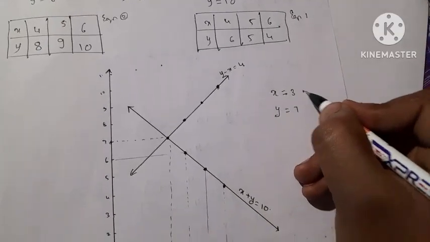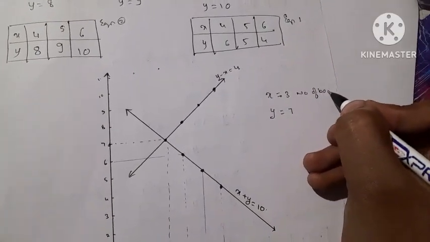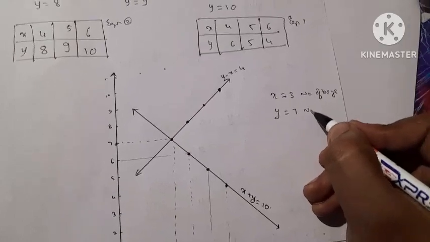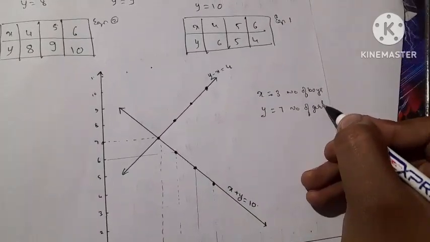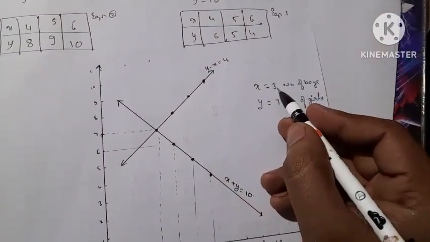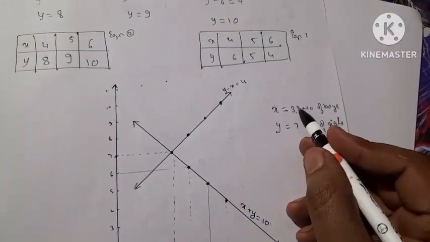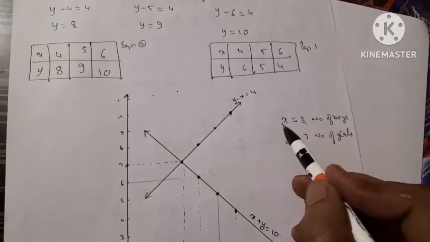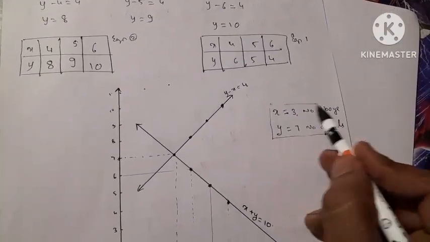What is x? Number of boys. And what is y? Number of girls. As you can see, girls are 4 more than boys. This condition is satisfied. And equation 1, 7 plus 3 equal to 10. This condition is satisfied. So hence these values are exactly correct.